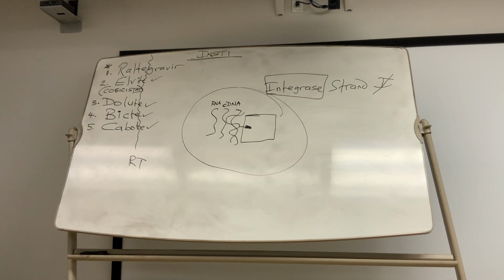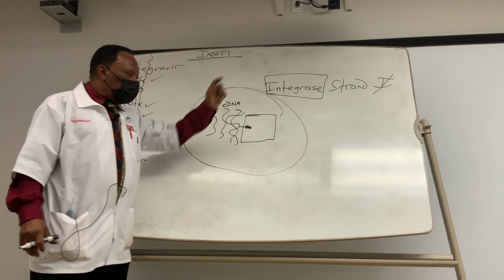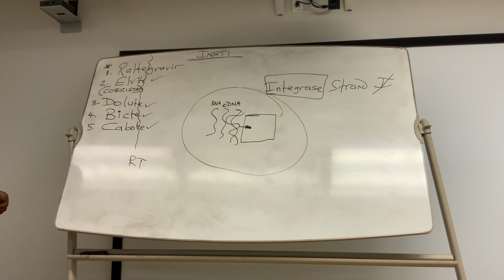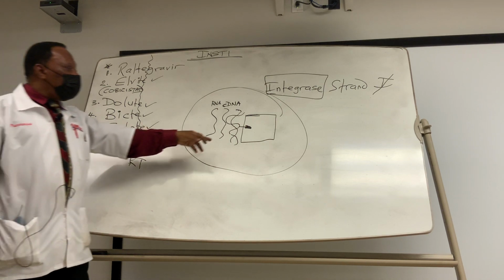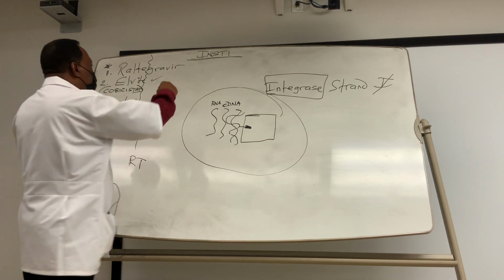So every time your normal cell divides, it actually produces the virus. And that's why HIV/AIDS is difficult to eradicate because of that integration. And so these drugs here can inhibit that integration.